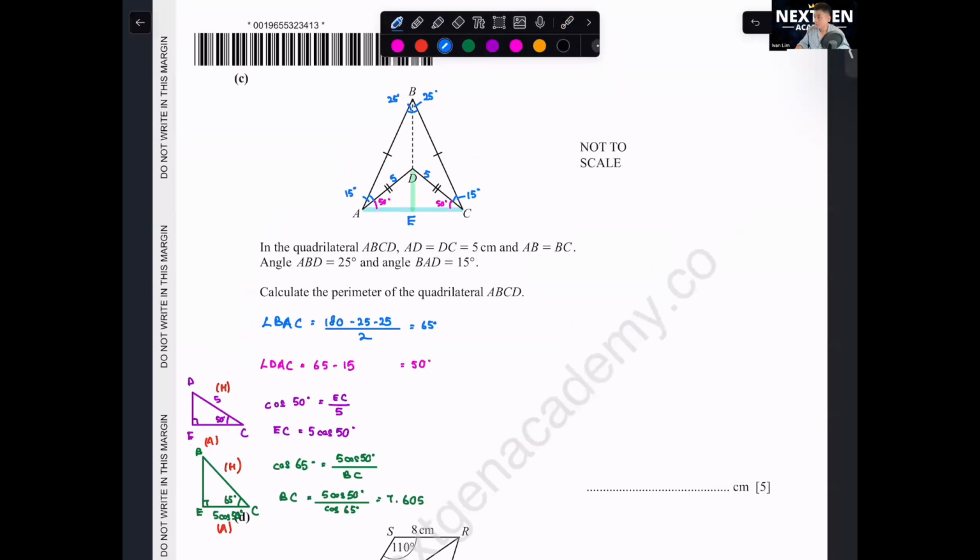Now you add it all up together. So the perimeter is equal to 2 of this 7.605 plus 2 times 5. So 5, then 7.605, 7.605. You will get 25.21, which is 25.2.